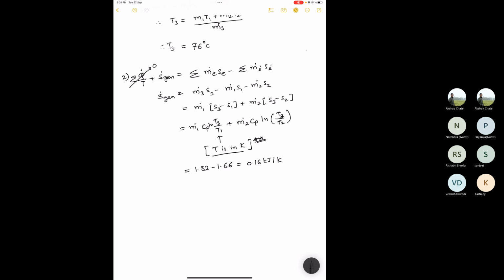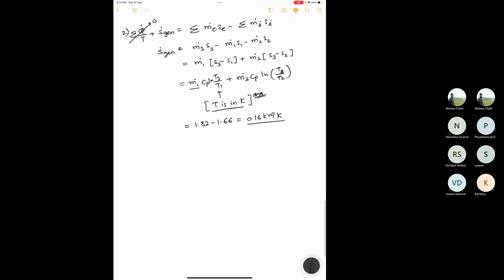But I think the unit should be: m dot is kg per second, ln does not have any unit, Cp is kilojoule per kg Kelvin. So there will be a per second also. So basically this kilojoule will become kilowatt because m dot has a per second, right? So keep in mind the units also. So this should be your answer. So this is a simple question that you may face.